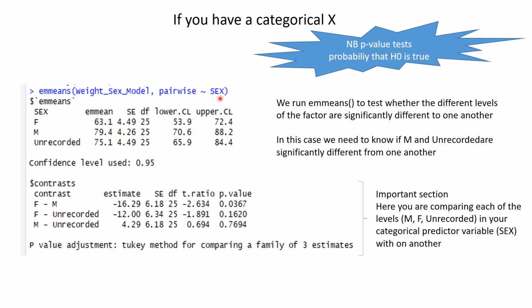Okay, and we will concentrate on this table at the bottom, and this table gives us all three comparisons. The previous table only gave us female male and female unrecorded, and these are the same p-values that you will see on the summary table for female male and female unrecorded, but it also gives us the p-value for the difference between male and unrecorded. And we can see we have a p-value of 0.794, which means that the difference between males and unrecorded is not significantly different.